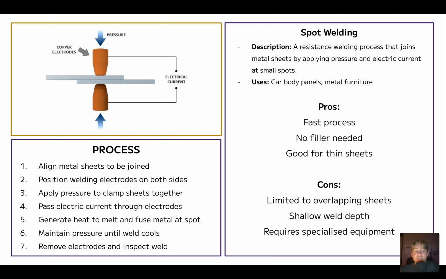The process that you describe in your exam would be aligning the sheet metals to be joined, positioning the welding electrodes on both sides, and then applying pressure to clamp the sheets together. At which point you then pass electrical current through the electrodes, which will generate enough heat to melt and fuse the metals at that spot. You then maintain the pressure until the weld cools, at which point you can then remove the electrodes and inspect the weld.